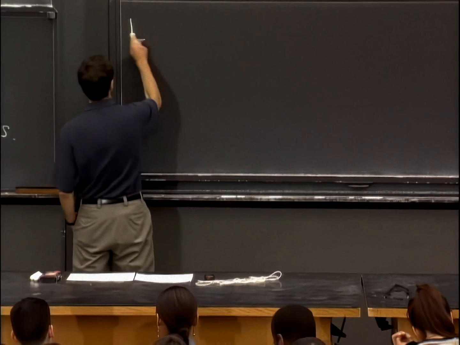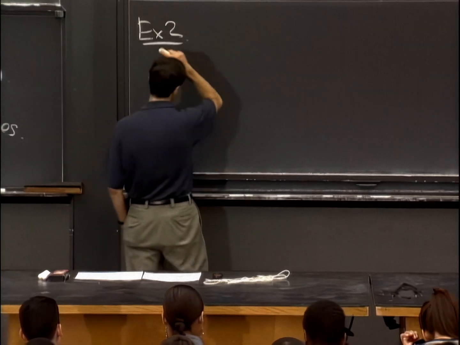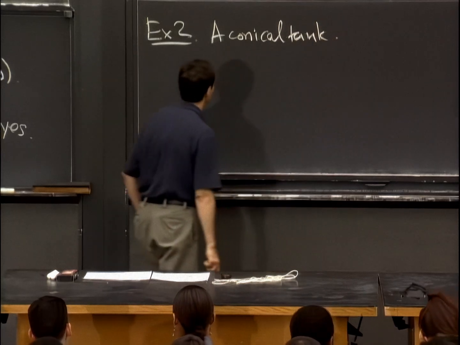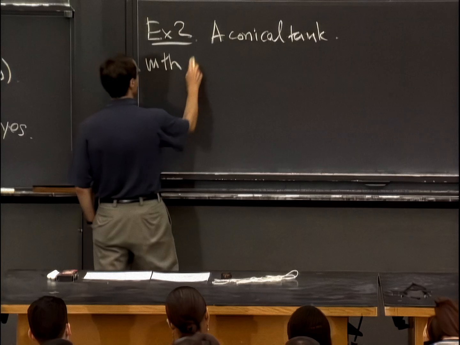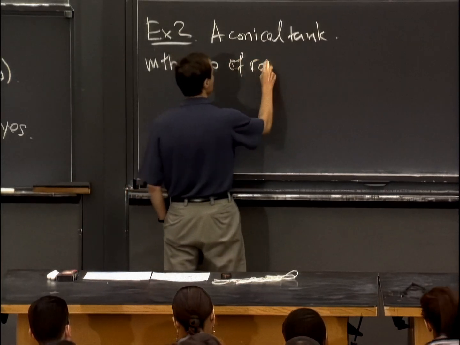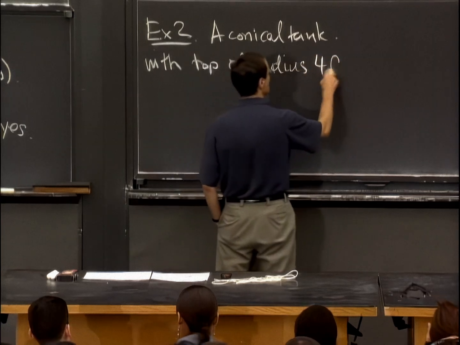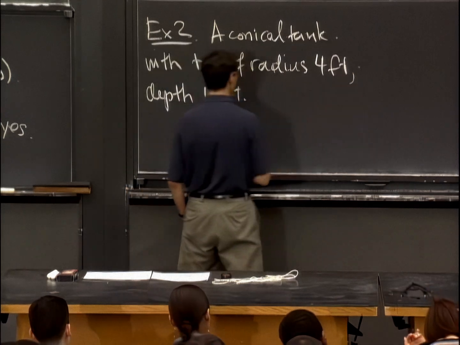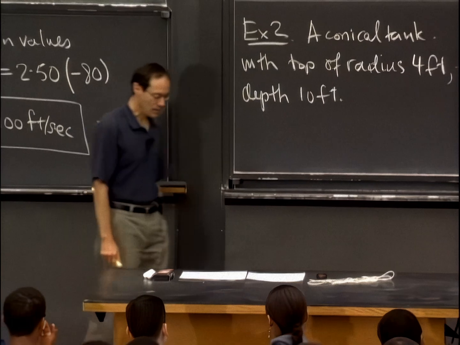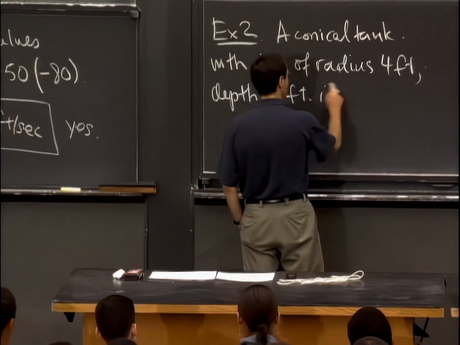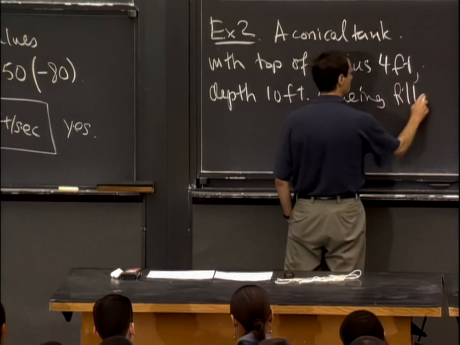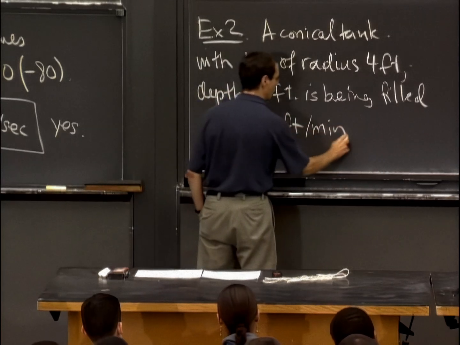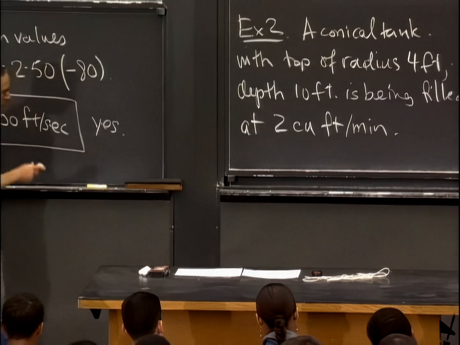So my second example is going to be, you have a conical tank, with top of radius 4 feet, let's say, and depth 10 feet. So that's our situation. And then it's being filled with water at 2 cubic feet per minute. So there's our situation.